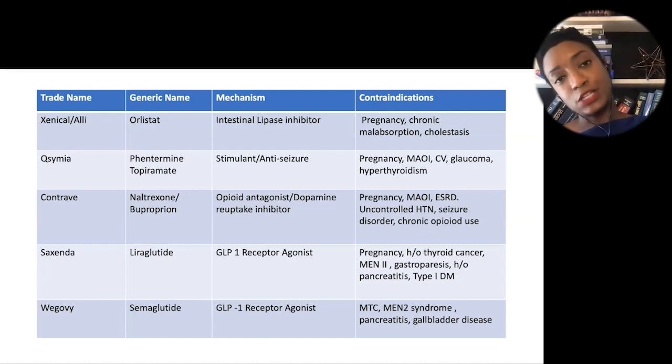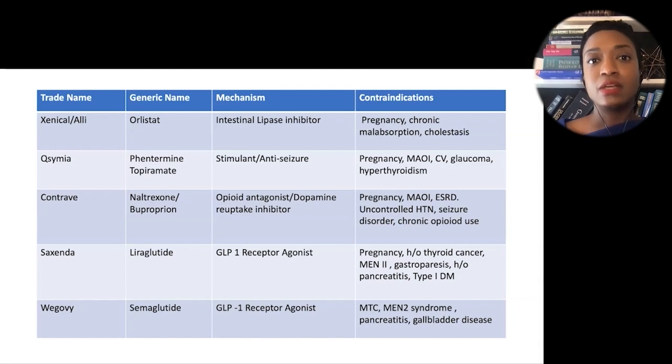Contrave is a dual medication of naltrexone and bupropion. This one is often used in patients that have emotional eating, binge eating, snacking and grazing. It helps with that sort of addiction to food, right?